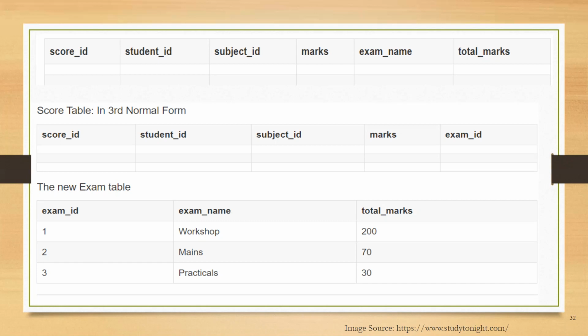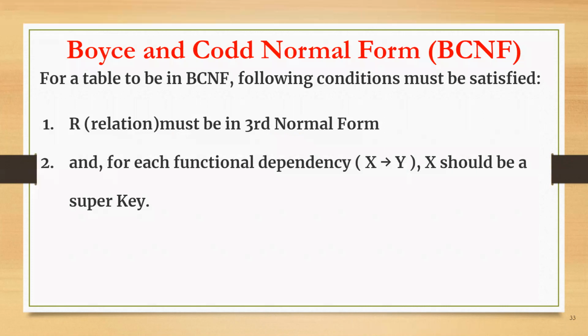Next, we have BCNF. This is your fourth normal form, that is the last step. So for a table to be in BCNF, it should satisfy these two conditions. The very first, relation R must be in the third normal form. That is your output of third normal form will become the input for fourth normal form or BCNF. Second, for each functional dependency, that is X is functionally dependent on Y, X should be a super key. So let's see what it is.